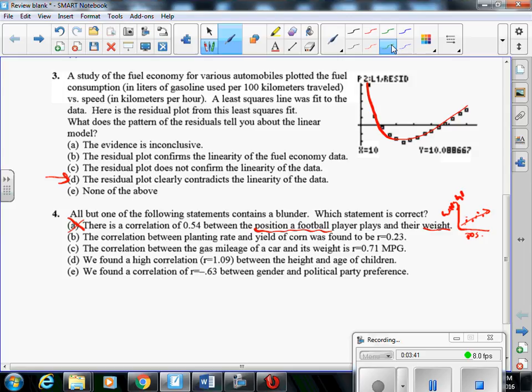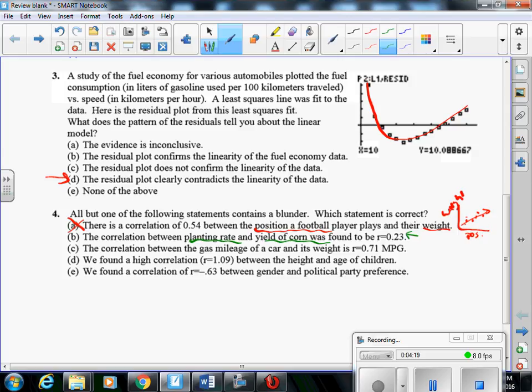Okay, so B says the correlation between planting rate and yield of corn was found to be R equals 0.023. So first of all, are these two quantitative data? We've got planting rate and the yield of corn. They're quantitative, so we're okay with that part. And it's a low correlation, which makes sense because really, does it matter how fast you plant something to how much corn you're going to make? Not really. So far that one actually seems to be the most correct.